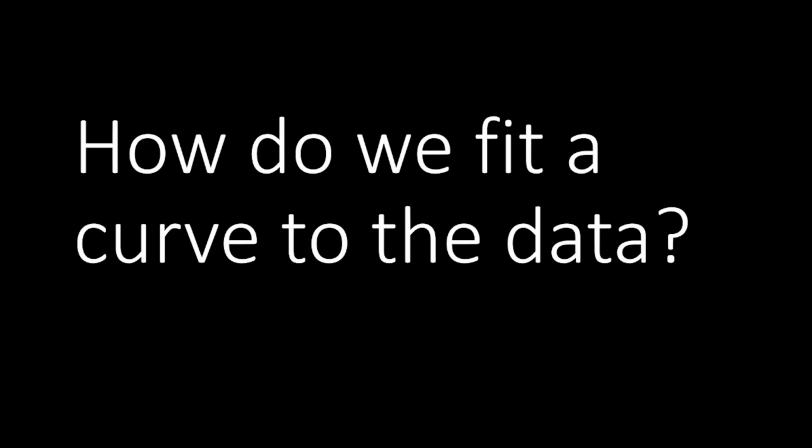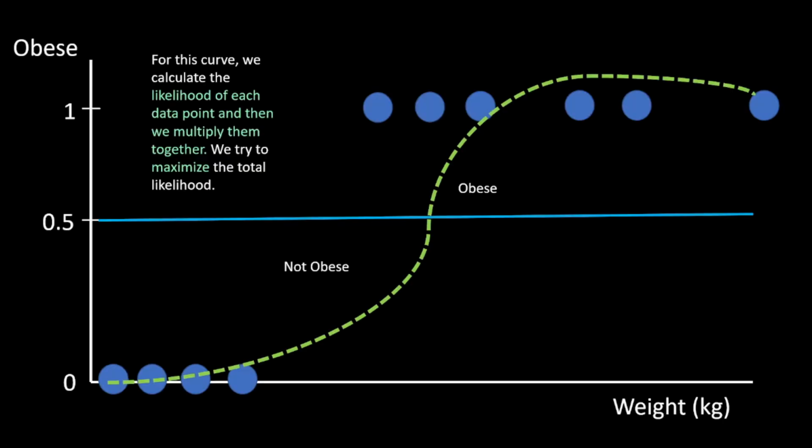Alright, so how do we fit a curve to the data? Well, for this curve, we calculate the likelihood of each data point, and then we multiply them together. And we try to maximize the total likelihood.